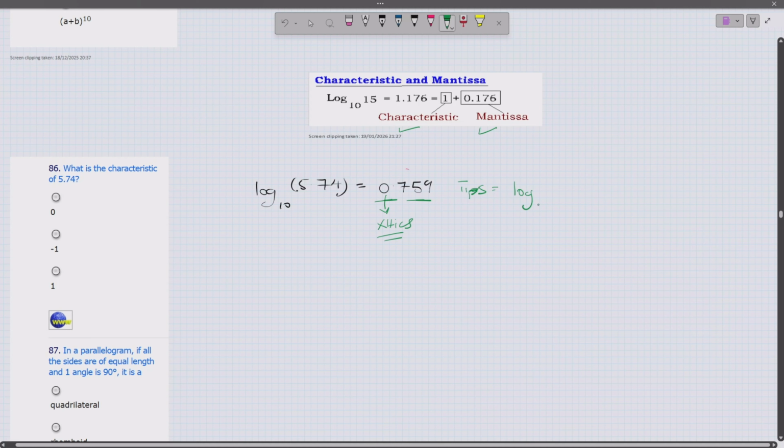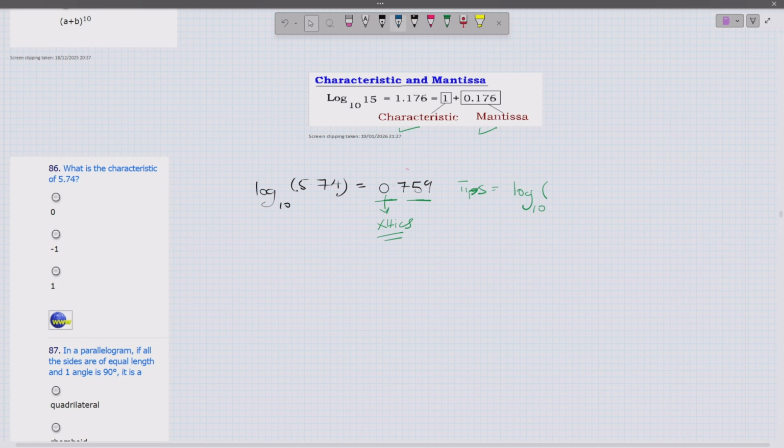So whenever you're finding any log of a number between 1 and 9, it's always going to be 0 point something, some digits. Between 1 and 9 will be 0 point some digits. Yeah, so whenever you see 5.74, definitely going to be 0.759 or 0 point something. So the answer here is 0.87.